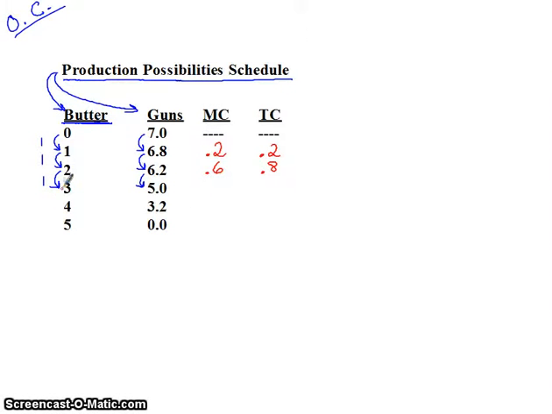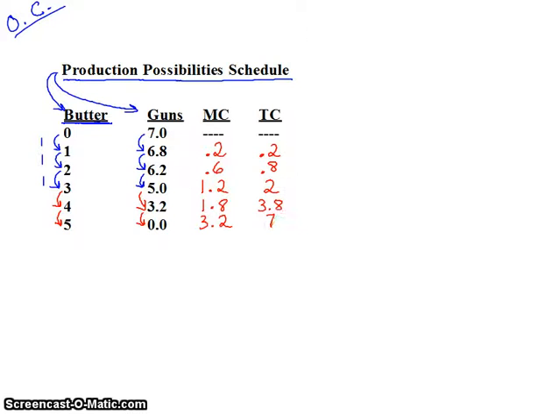If he produces 3 units of butter, he added 1 butter, he has to give up 1.2 guns. Total cost is then 2. See, the total cost is just adding up all of the marginals. Butter number 4, to go from 3 to 4, he has to give up 1.8 guns. Total cost is now 3.8. And then finally, if he wants to go to producing a 5th butter, that's adding 1 more butter, he has to give up 3.2 guns. Total cost is 7.